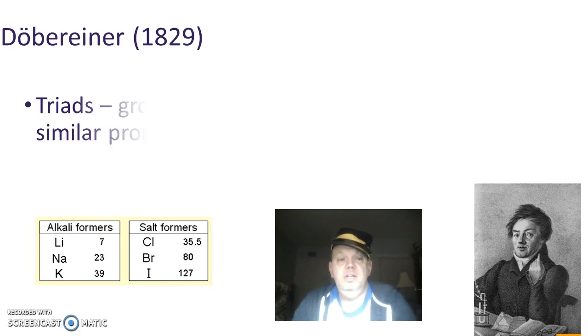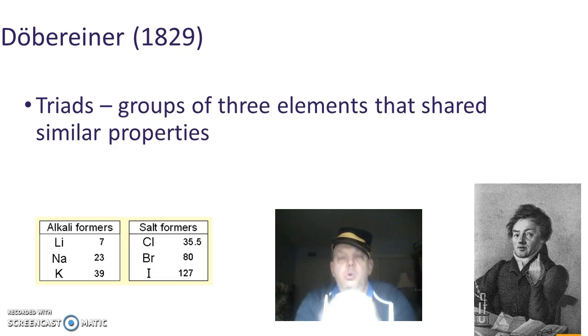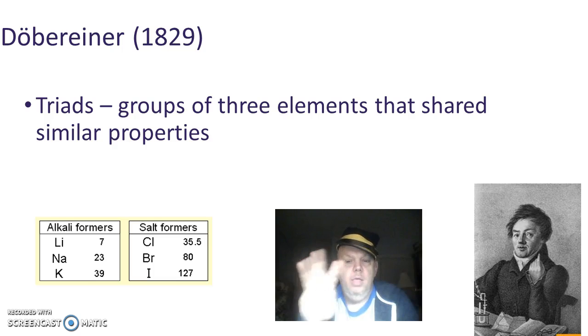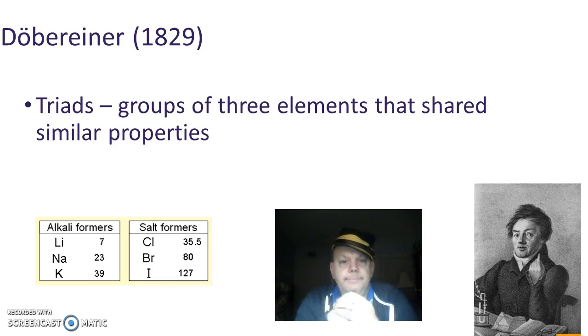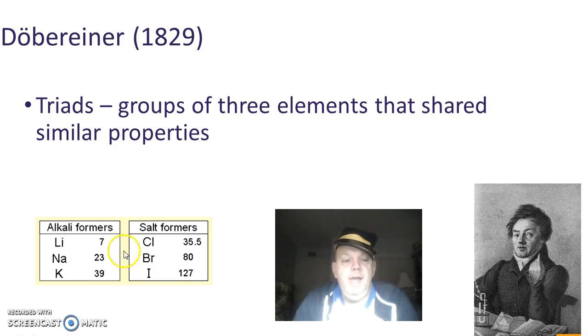Dobereiner. That's about 1829. Now, what he noticed about it was that he came up with something called triads. Now, when you think about the word triad, think about the word three, okay? Groups of three elements that shared similar properties. So, for example, here we look at alkali formers and salt formers.